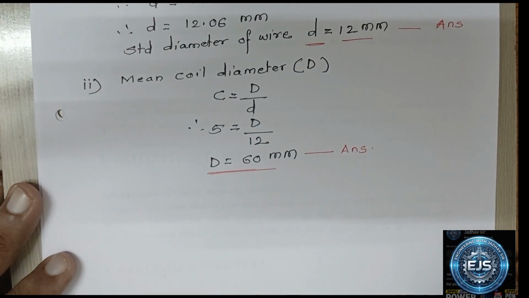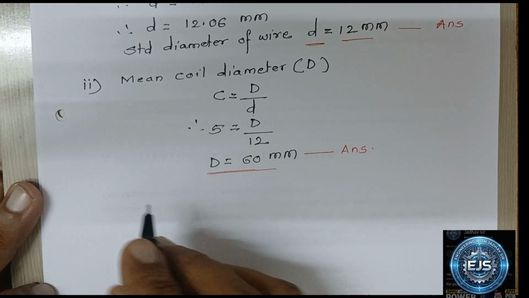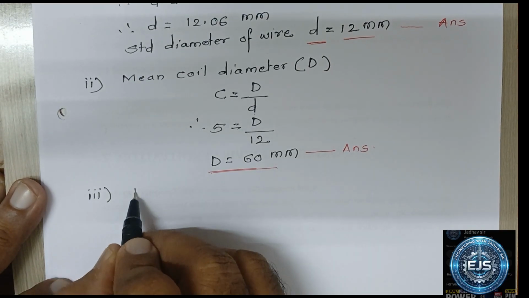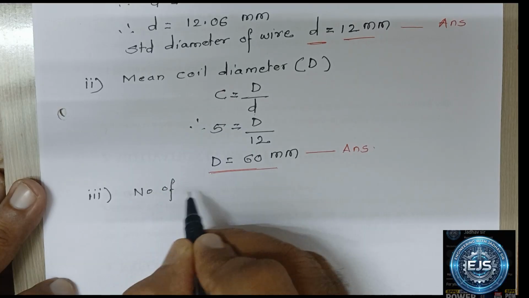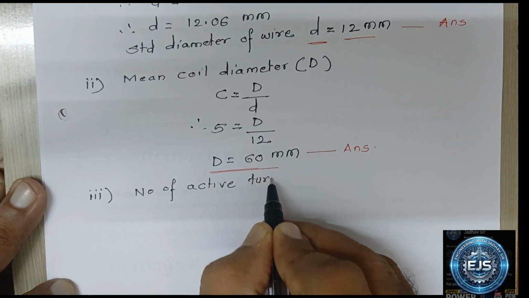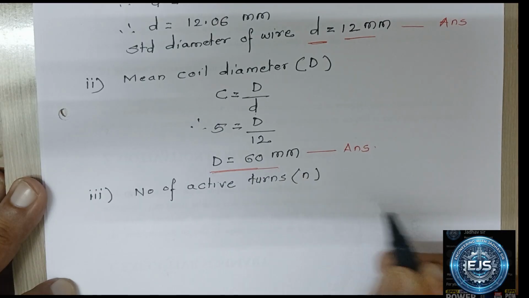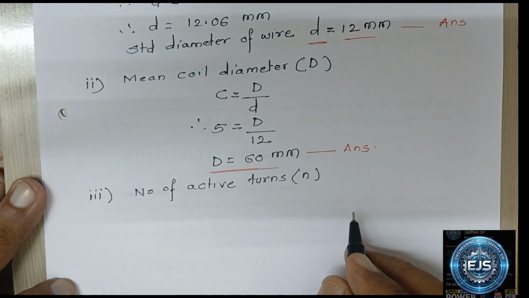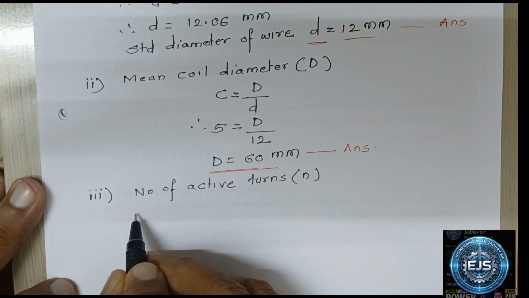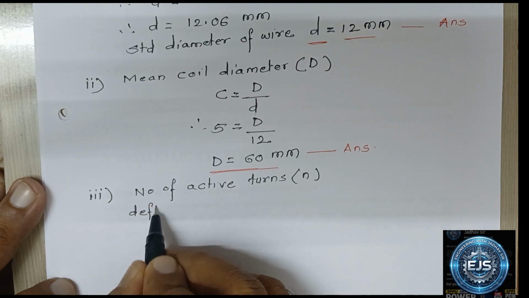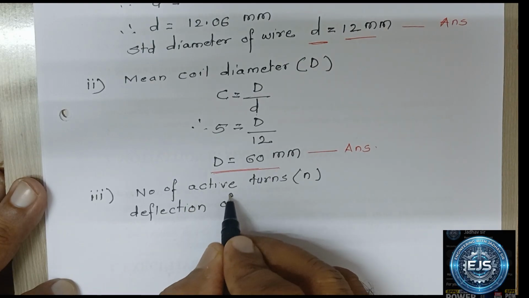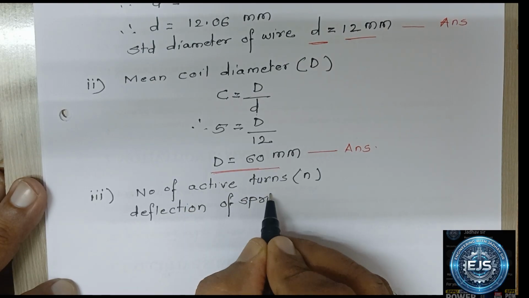Then we have to calculate the number of active turns, that is small m. Number of active turns. So number of active turns we have to calculate from the total deflection formula under maximum load condition. So we have to use the deflection of the spring formula, total deflection of the helical compression spring.